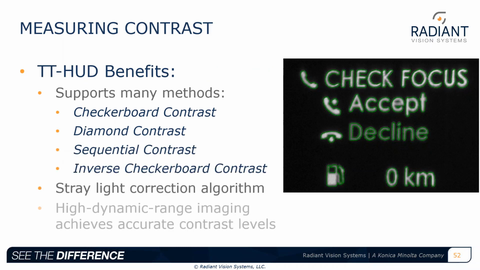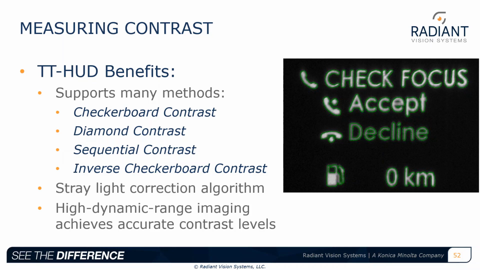So, measuring contrast, there's a few different ways. And in a demo that's coming up, we're going to show a unique aspect that's available in head-up displays, which is a diamond checkerboard. But we have more traditional methods for looking at contrast, things like checkerboard contrast, diamond like I just mentioned, sequential, which is probably the most noticeable one that we see in traditional displays, and then inverse checkerboard.